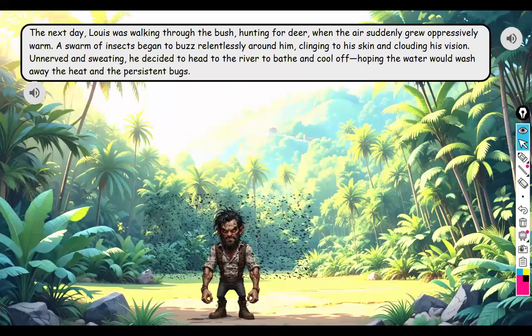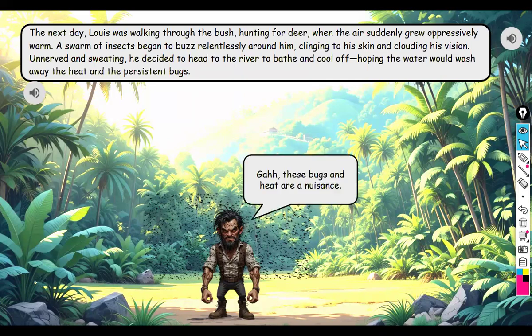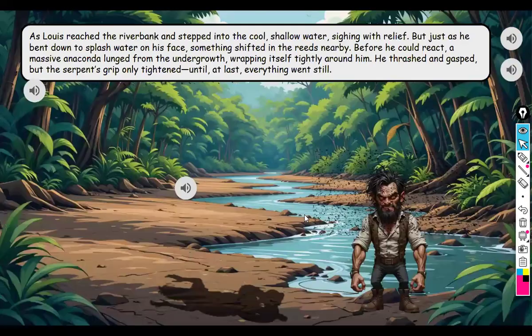All right, so it seems that the place just mysteriously got hot out of nowhere, right? And there's Louise, one of the bad guys responsible for Martha's husband's death. So obviously, what is he going to do, right? He's going to rush towards the river to bathe off quickly, right? To get rid of the bugs.